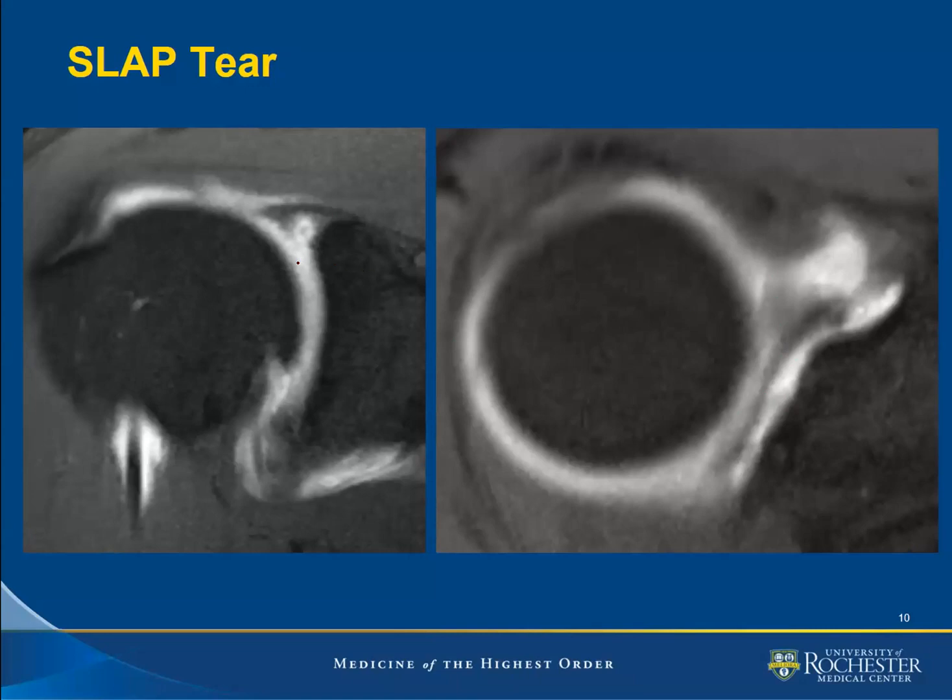So this case is showing nicely contrast from the joint, extending through the chondrolabral junction tear into the substance of the labrum, and this is a wide, irregular margin.